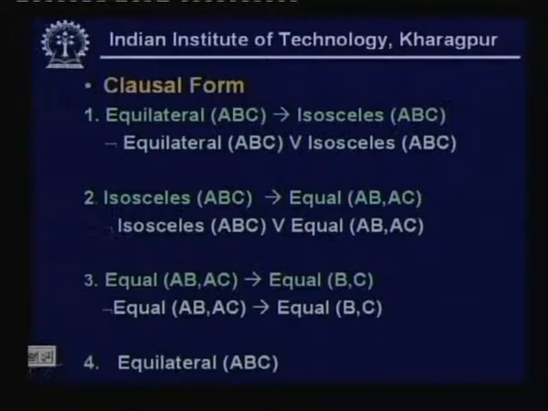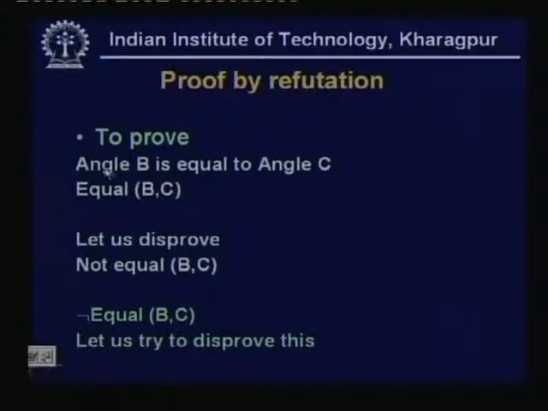So, I have got four clauses that were given, but I had another thing to prove: angle B is equal to angle C. When represented as a proposition, it is equal BC, which is in the clausal form itself, so I need not convert it any further. Now, one approach that all of you must have used in the course of mathematics sometimes is called proof by refutation. Sometimes it is also called reductio ad absurdum.